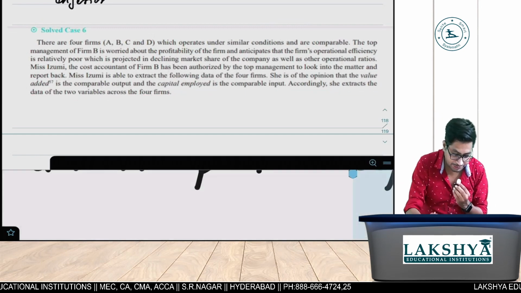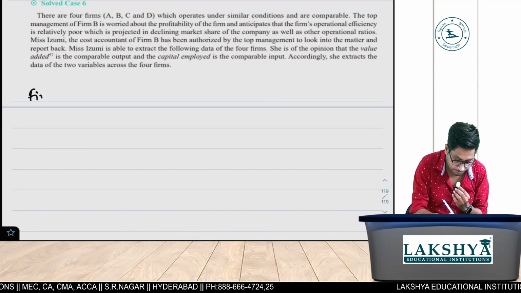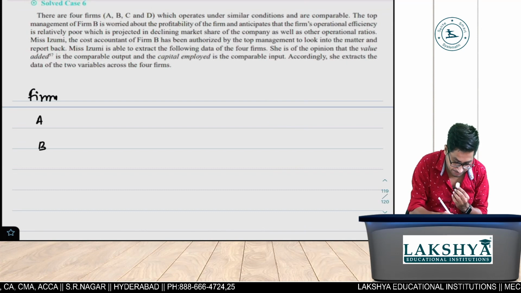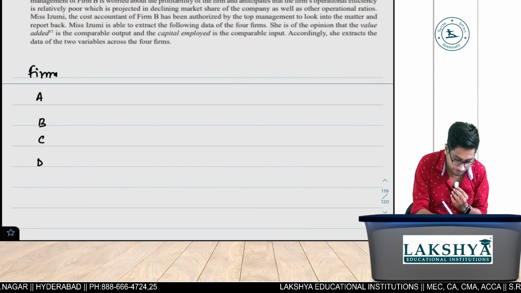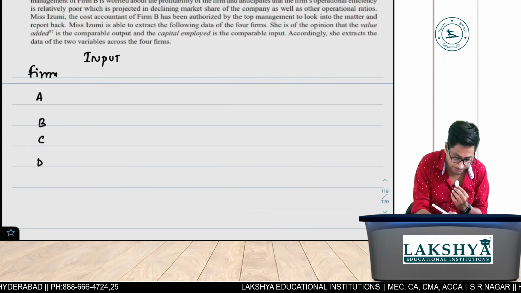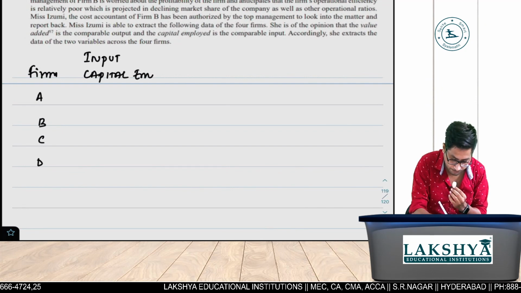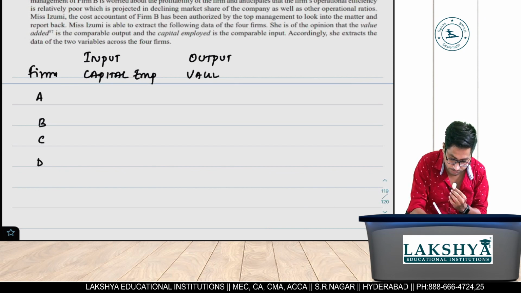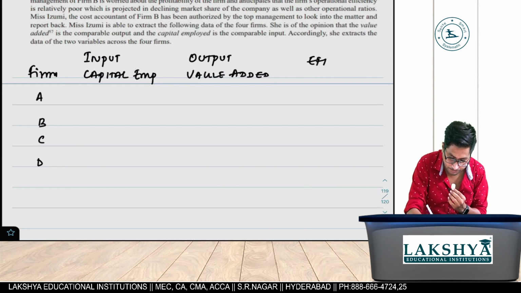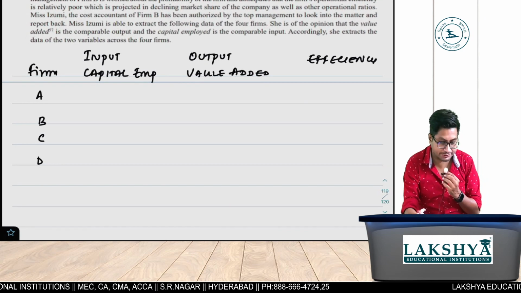Now, first tell me what is the information given. Here we will take firm, that is A, B, C and D. Only 4 firms, right? Next. Input, what did they tell? Input is capital employed. Next. What is the output? Output is value added. And then we get efficiency.